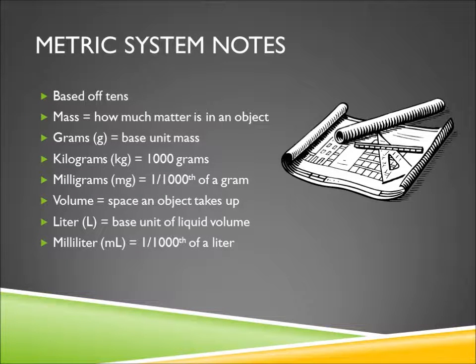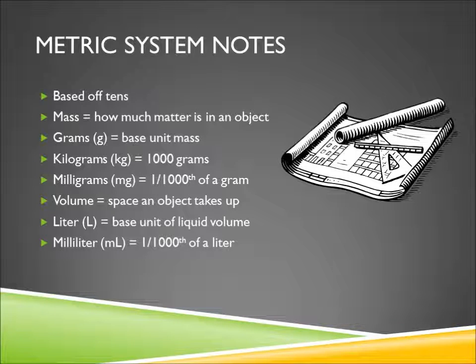Now we're going to move on to not so much an experiment, but some notes that you should probably take on the metric system. The metric system is based off tens. Some definitions here. Mass equals how much matter is in an object. Grams, abbreviated by lowercase g, is the base unit of mass. So, you don't use pounds, you use grams.